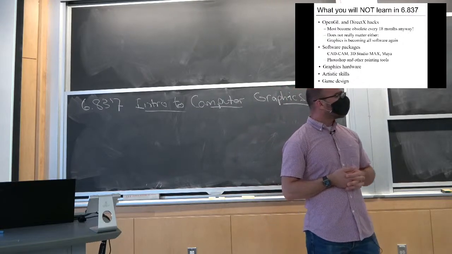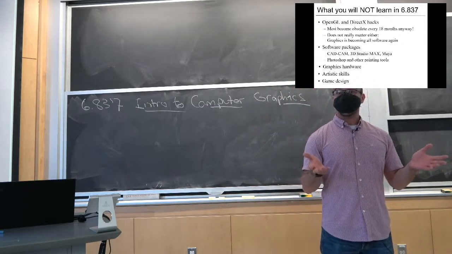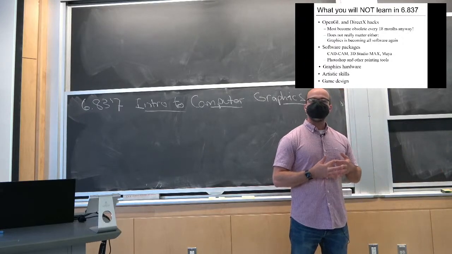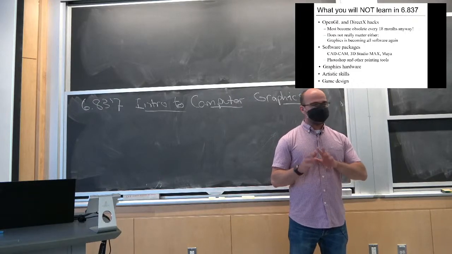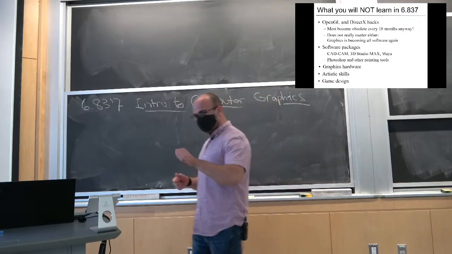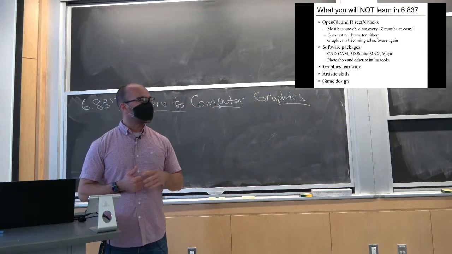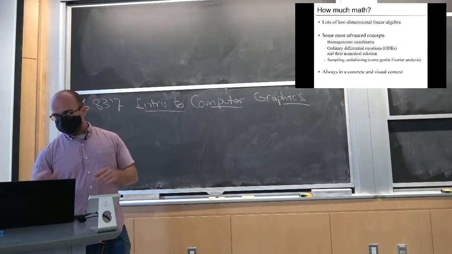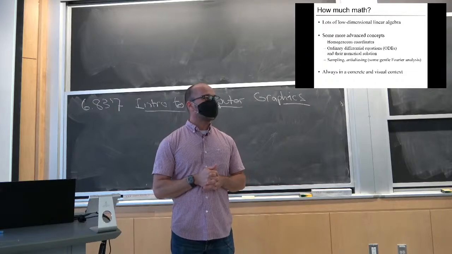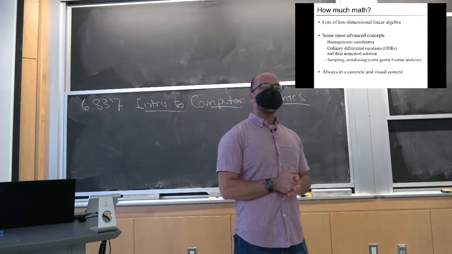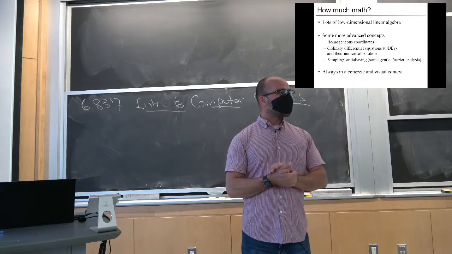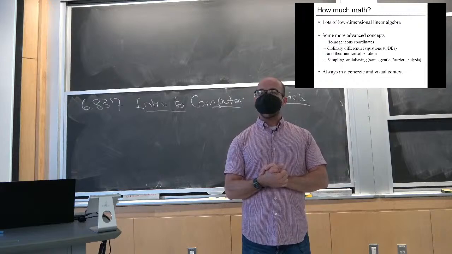Just so we mitigate your expectations and disappoint you now, there are some things that we will not cover in 6837. So we're not going to do a bunch of hacks involving the latest version of your graphics card and OpenGL. By the way, this has changed drastically in the presence of machine learning, right? We talk a lot about GPU programming and machine learning, and the G in GPU stands for graphics. We're not going to cover a bunch of software packages. This is not an art course, and it's not a computer-aided design course. And so if you're looking for artistic skills, I promise you that I am the wrong person to teach it to you.